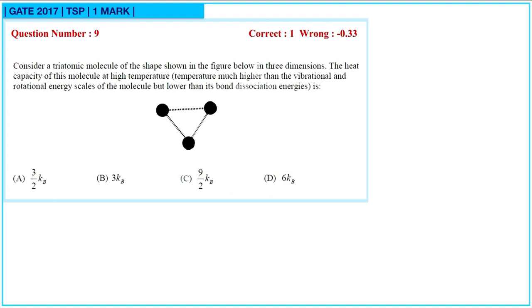Question number 9. Consider a triatomic molecule of the shape shown in figure below in 3 dimensions. The heat capacity of this molecule at high temperature, much higher than vibrational and rotational energy scales of the molecules, but lower than its bond dissociation energies, is. So for this, first of all, let us calculate degrees of freedom. We have first translational degree of freedom, which is equal to 3.